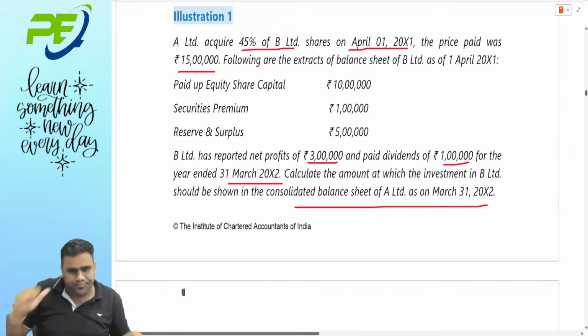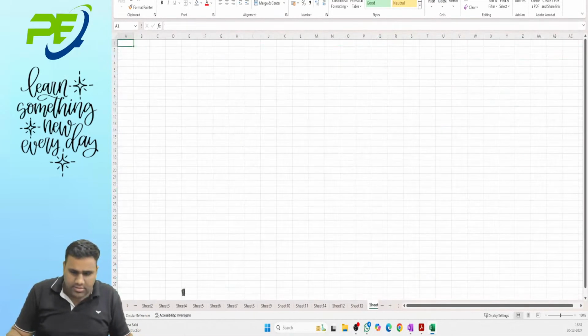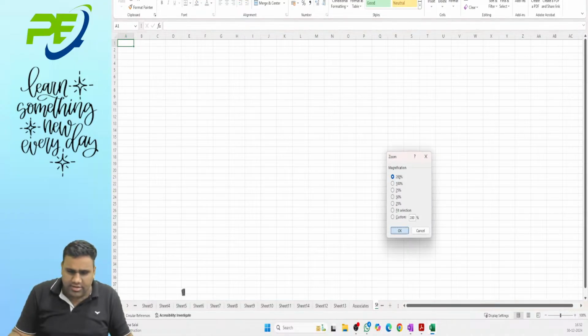Everyone, can we? So here the presentation is totally different. And calculation of goodwill and capital reserve is by default.